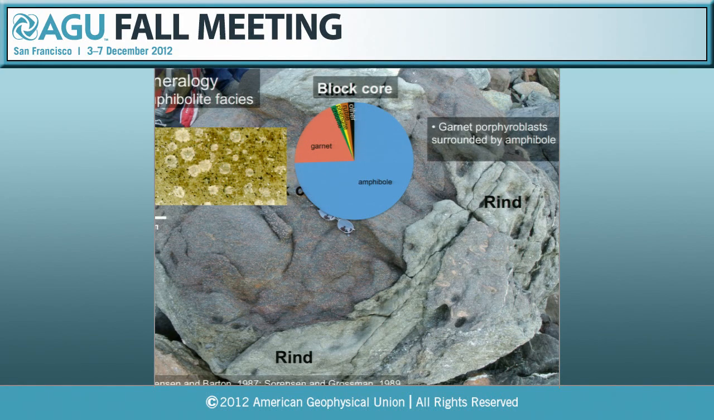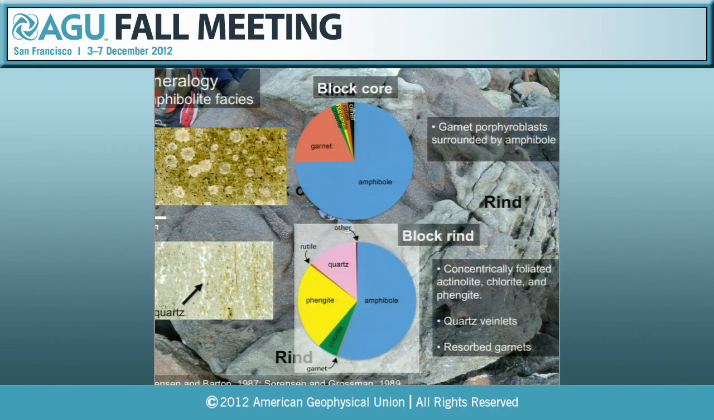So the block cores themselves are typically garnet amphibolites. You can see a thin section here on the left, with a nice pale pink garnet porphyroblast surrounded by amphibole. The pie charts that I'll show you are point counting results from representative samples. So you can see about three-quarters amphibole, 20% or so garnet, and then minor amounts of phengite, chlorite, rutile, and other trace phases. When we look at the rind, we also see amphibole, although it's typically more actinolitic in composition.